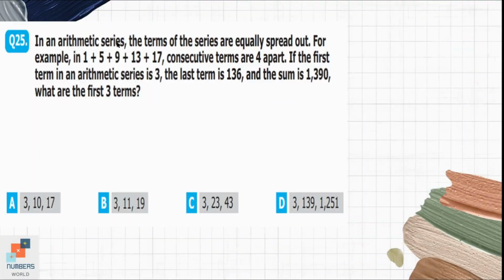Question number 25. In an arithmetic series, the terms of the series are equally spread out. For example, in 1 plus 5 plus 9 plus 13 plus 17, consecutive terms are 4 apart. If the first term in an arithmetic series is 3, the last term is 136, and the sum is 1390, what are the first 3 terms?